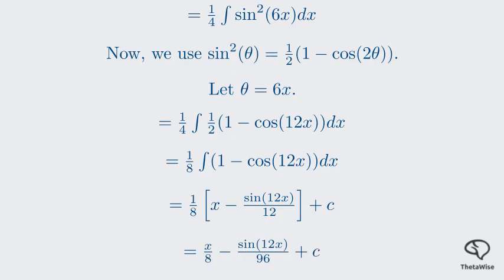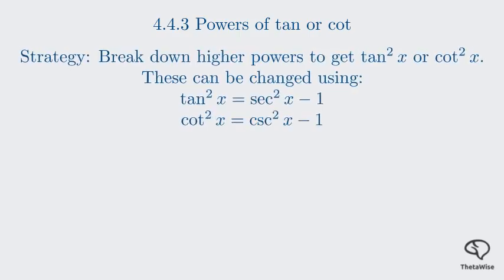Let's move on to our third objective, integrating powers of tangent and cotangent. Our goal here is to learn how to integrate higher powers of tangent and cotangent, like tan cubed or cot to the fourth. The strategy is to break down the higher powers until we get a tangent squared or cotangent squared. Why? Because we can change tangent squared to secant squared x minus 1, and cotangent squared to cosecant squared x minus 1. Secant squared is the derivative of tangent and cosecant squared is the derivative of cotangent, making them easy to integrate or use for substitution.